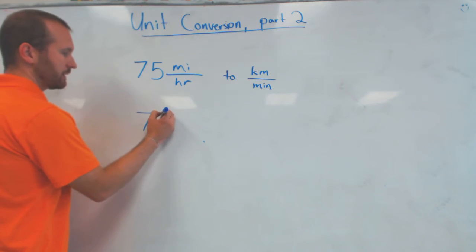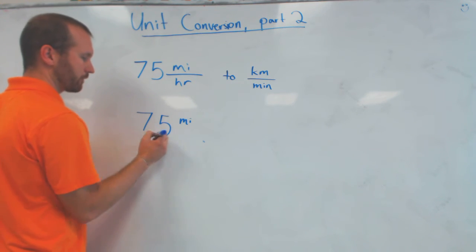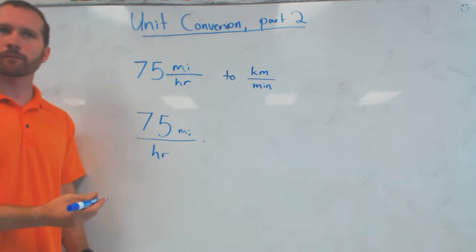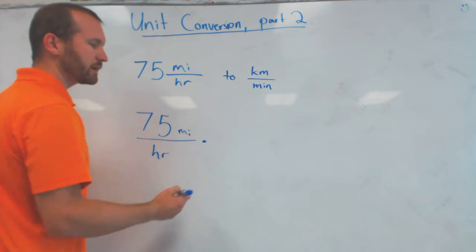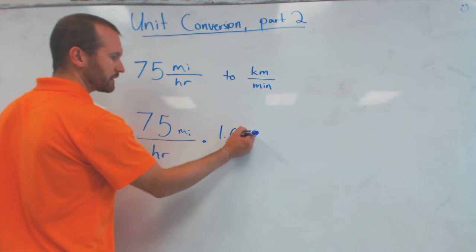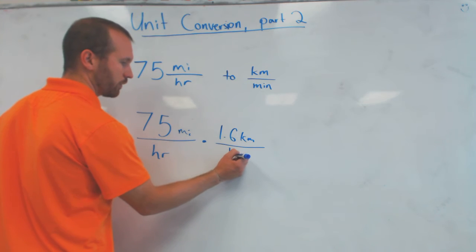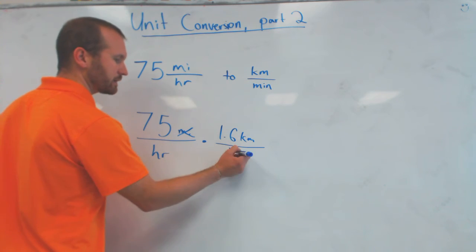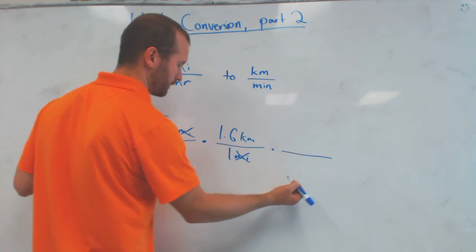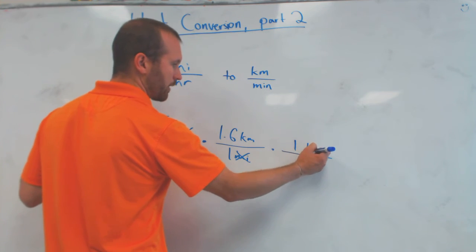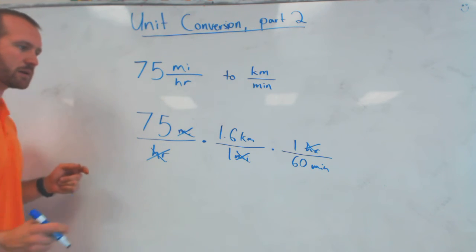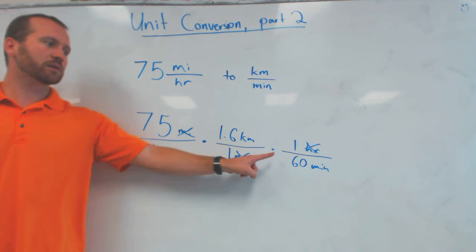It goes like this. 75 miles per hour. It doesn't matter which one I do first. Let's say I want to convert miles to kilometers first. I would do this: 1.6 kilometers over 1 mile. The miles will cancel. I'll have kilometers. Now I'm going to convert hours to minutes. So I say 1 hour is 60 minutes. I have hours up top and hours down bottom, so those will cancel. Look at what units I'll have. Kilometers per minute.